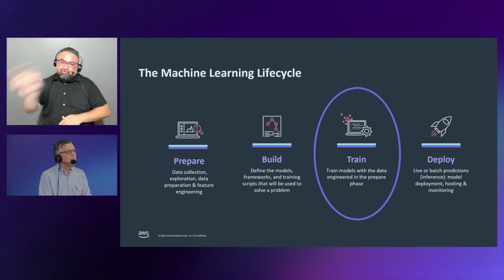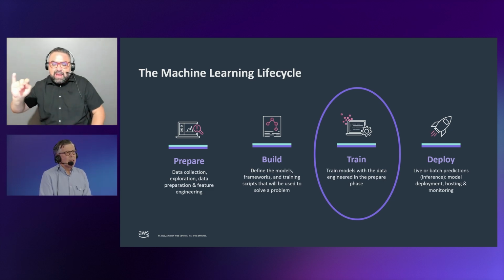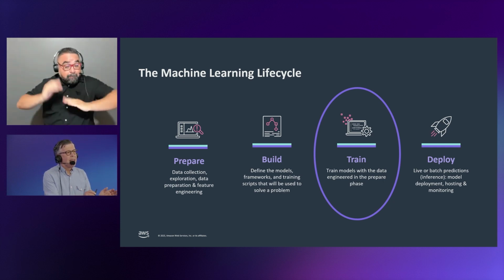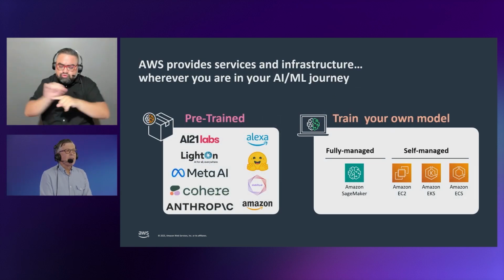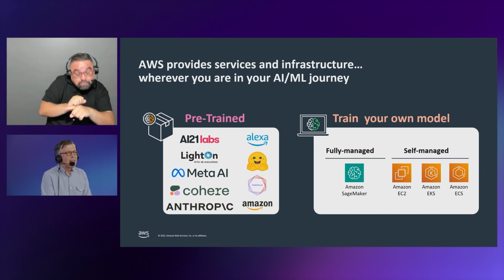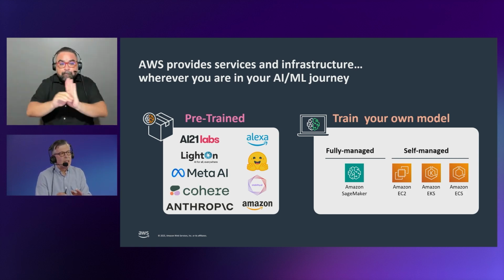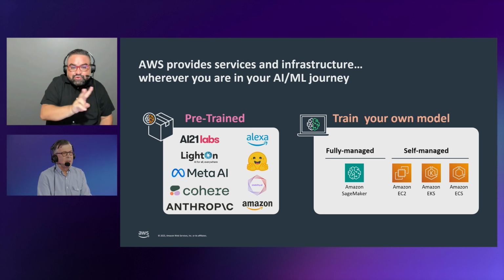No matter whether it's traditional ML or generative AI, foundation models, machine learning follows a very similar lifecycle of prepare, build, train, and deploy. We're going to touch briefly on build, but really go deep on training today. And then AWS provides the services and infrastructure no matter where you are in your journey, whether it's pre-trained foundation models or services like Rekognition that you can just point at your data, or whether you're an advanced consumer and you want to train your own models, either using fully managed services like SageMaker or self-managed services like EC2, containers, compute, and open source frameworks.